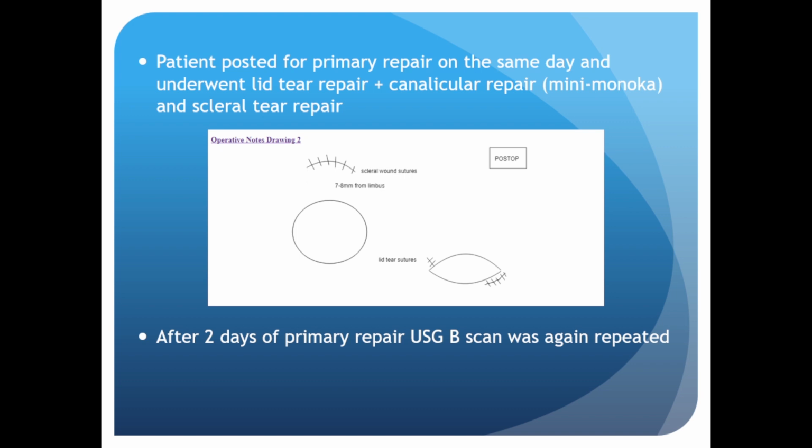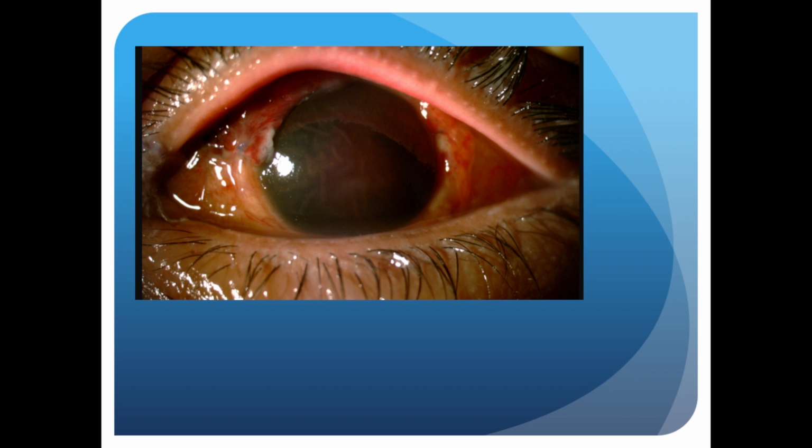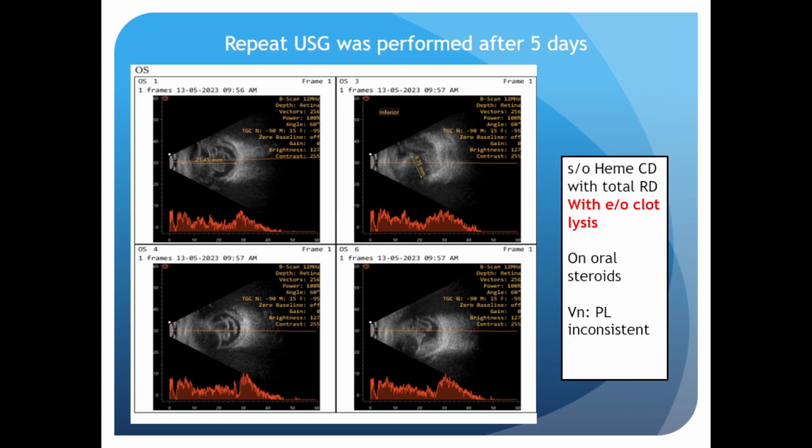After 2 days of primary repair, USG was again repeated. Again, the USG was suggestive of hemorrhagic CD with suspected retinal detachment, and PL was questionable at this time. We took physician fitness for oral steroids to start the steroids in this patient. So this is the anterior segment picture of the patient. The cornea is quite hazy because of hyphema, and staining of the corneal epithelium was also there, and the view was very hazy.